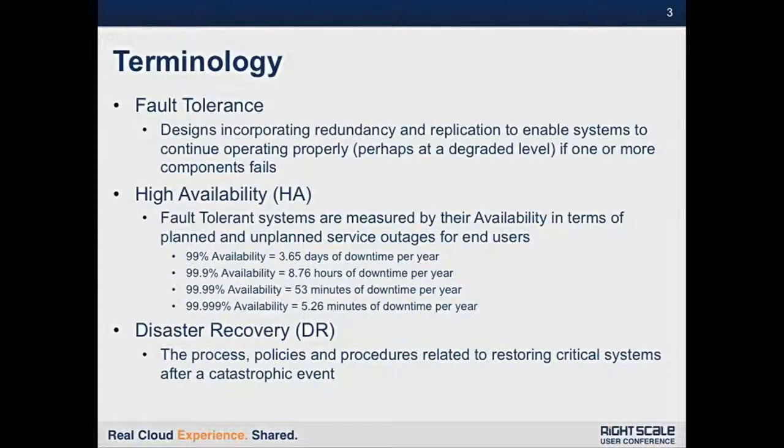And then lastly, DR, or disaster recovery. I'll just read this and we'll talk a little bit about that: process, policies, and procedures related to restoring critical systems after a catastrophic event. Basically, when the you-know-what hits the fan, it's the ability to get yourself up and running somewhere else. That's your disaster recovery plan and policy, if you will. So we'll talk a little bit about what that really means in terms of high availability and multi-cloud environments as we work through the rest of the presentation.